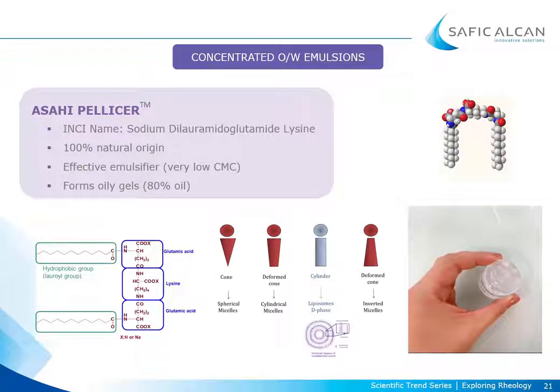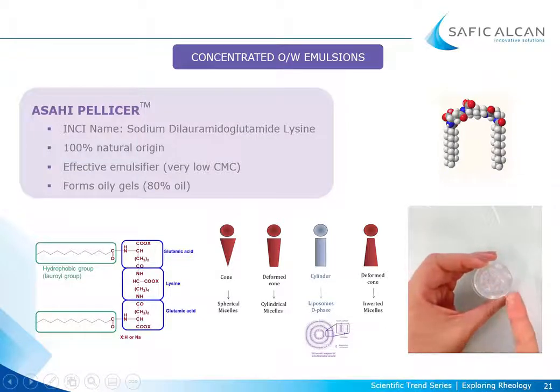Again, the previous formula was a water in oil concentrated emulsion. You may want to formulate an oil in water concentrated emulsion. In this case, you can use Azahi Pellicer, which is a natural Gemini surfactant. It has a unique structure made of two hydrophobic parts linked by a tripeptide. It allows Pellicer to be perfectly organized at the oil-water interface and create the famous D phase. It can create amazing transparent gels containing 80% oil, 90% of a mixture of water and glycerin, and 1% Pellicer.